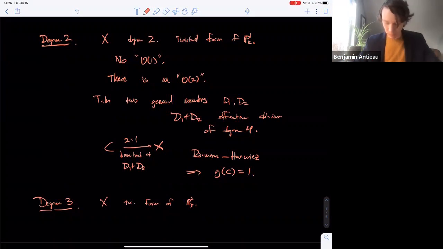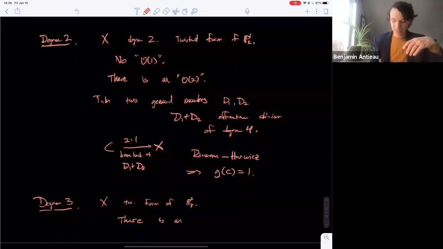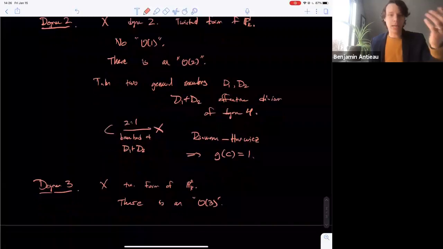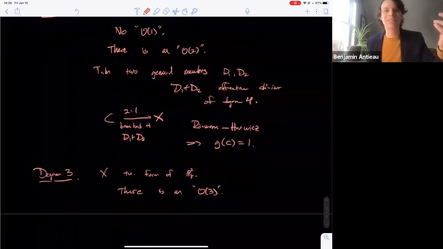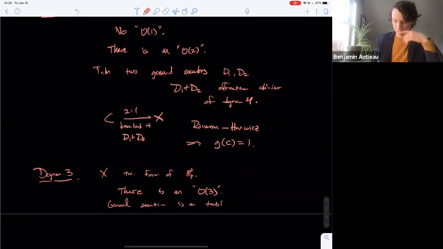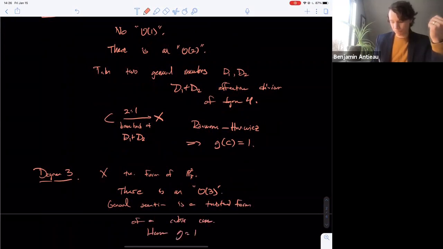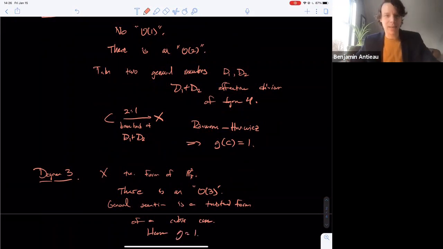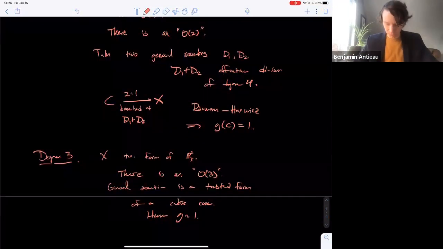Okay. So for P2, this is even easier. Its anti-canonical bundle is O(3). So a general section is a twisted form of a cubic, and hence genus one. So that's a nice satisfying answer.